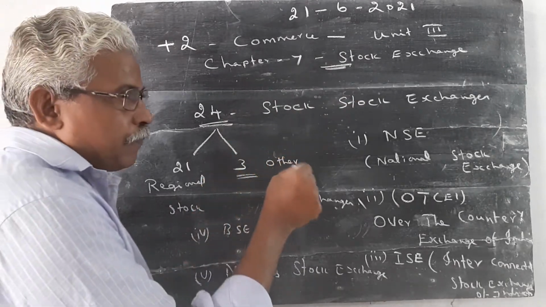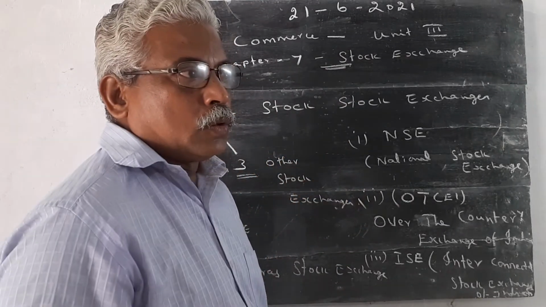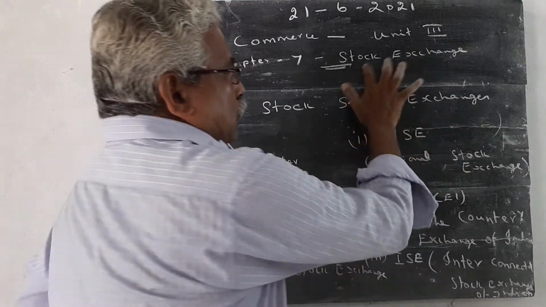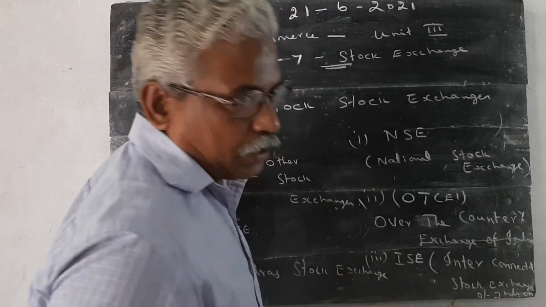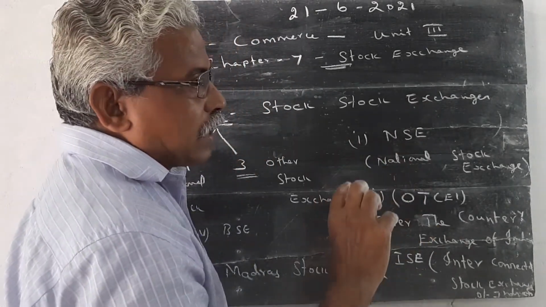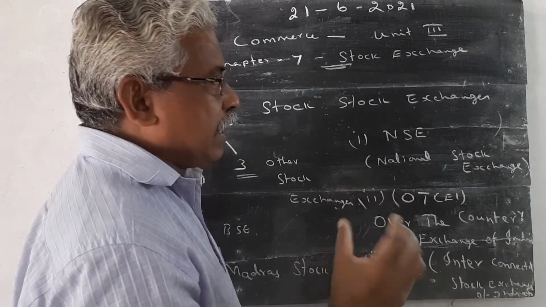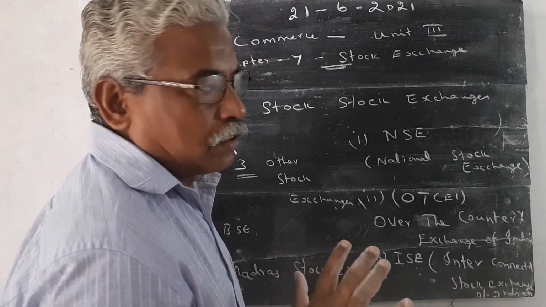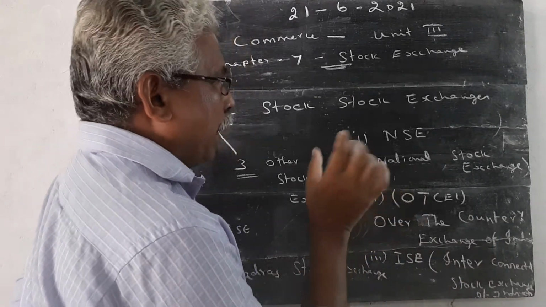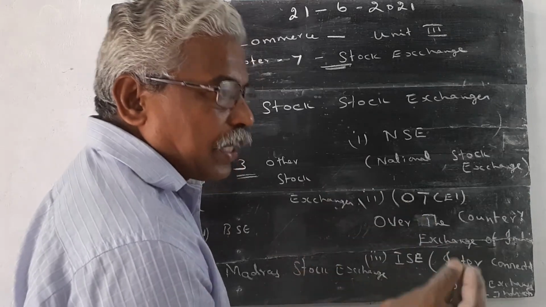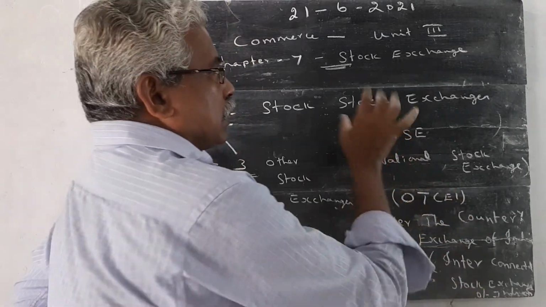A stock exchange is a regulated place. Once again I explain what is a stock exchange. Stock exchange is a regulated market. In the stock exchange, the buyers and sellers freely buy and sell the securities. A place where investors freely buy and sell securities is called a stock exchange.